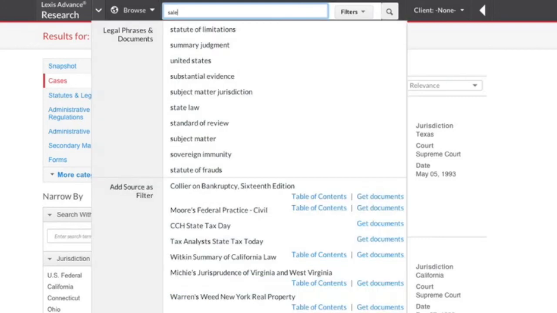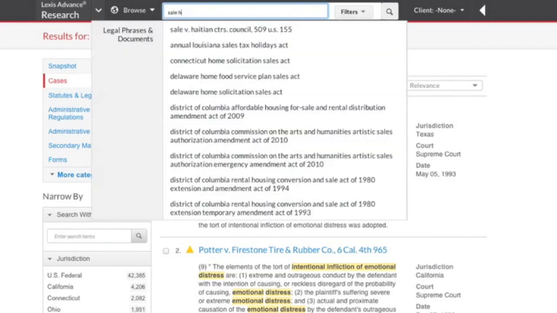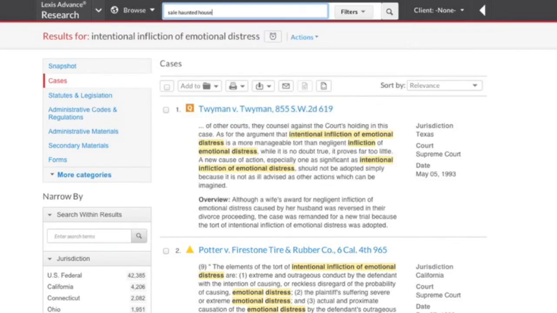Okay, so far we know it's a sale of a house. What else do we know? Okay, well, it's a haunted house, so maybe you want to go back and put that in. Sale of a haunted house. You know you have a buyer. That's your party. You can even throw in seller. And maybe you just put in disclose. And you can go ahead and run a search.